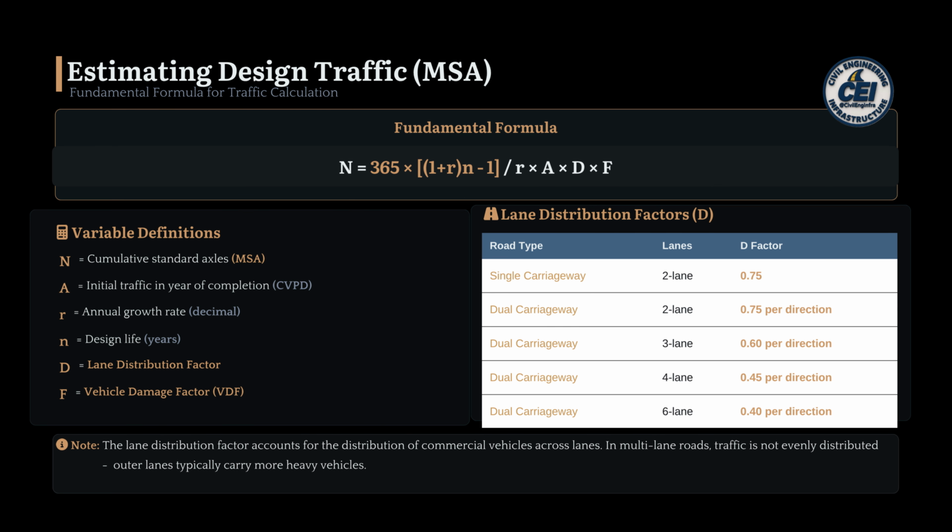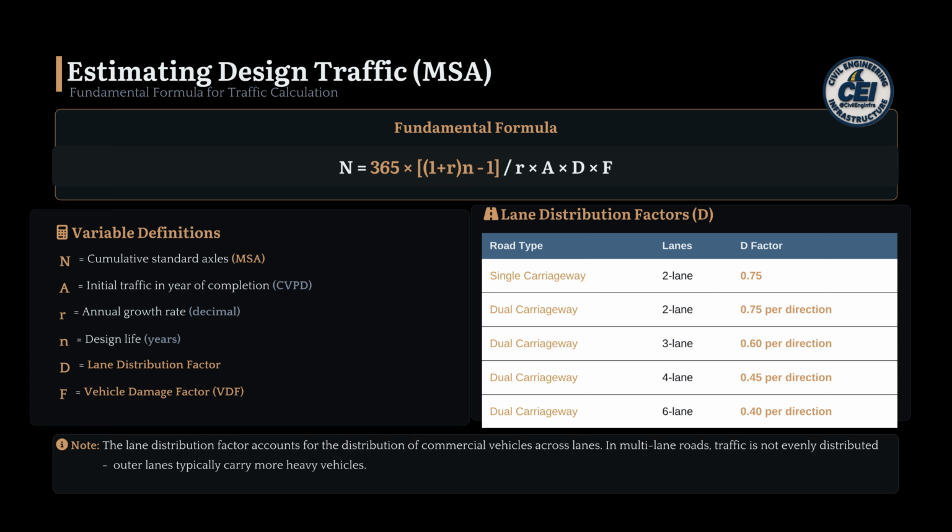where N is equal to cumulative standard axles in MSA, million standard axles. A is equal to initial traffic in the year of completion, in CVPD, commercial vehicles per day. r is equal to annual growth rate, in decimal form. For example, 5% is equal to 0.05. n is equal to design life in years, typically 15 to 20 years. D is equal to lane distribution factor. F is equal to vehicle damage factor, VDF.